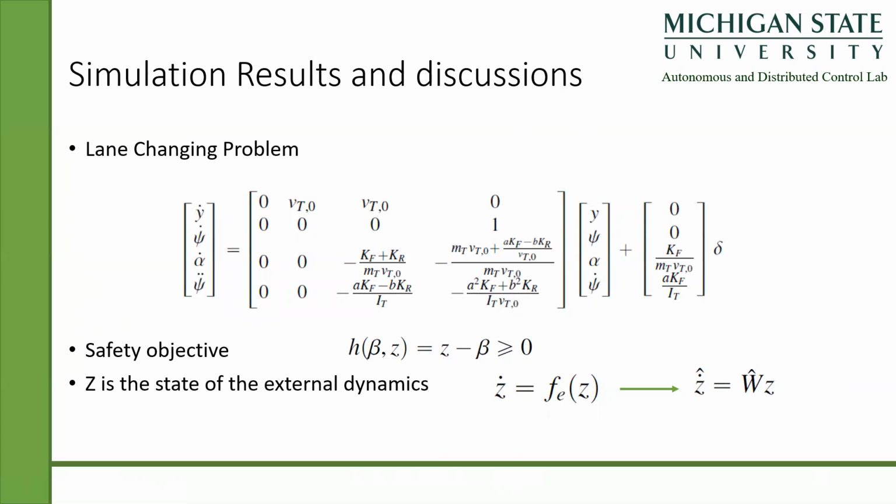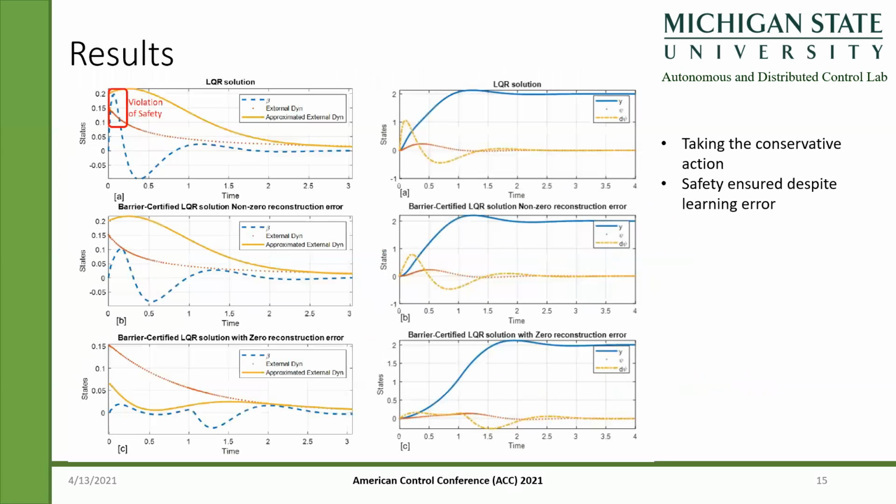Okay, the simulation results are on a lane changing problem. Here, the safety objective is that beta be kept below z. Z is our external dynamics, which is modeled by a simplified model with a simplified network. And here are the simulation results. To explain what's going on here, this dashed line is beta, which should be kept below this dotted line. This dotted line is z. And this yellow line is the approximation of that external dynamics z. If you see here, with just an LQR solution, the safety is violated.